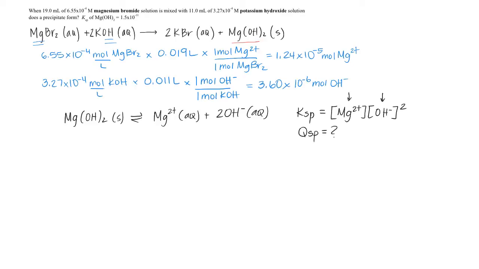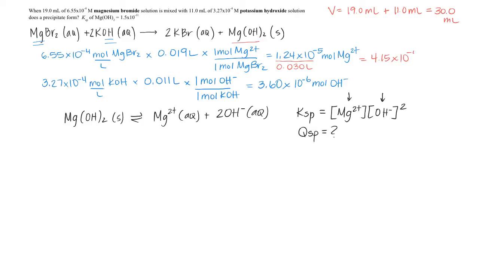To get the concentration of each ion in the solution, we need the total volume. We had 19 milliliters of magnesium bromide and 11 milliliters of potassium hydroxide, and so we will have 30 milliliters total volume, and we can divide by that volume in liters to get our new concentrations of each ion.